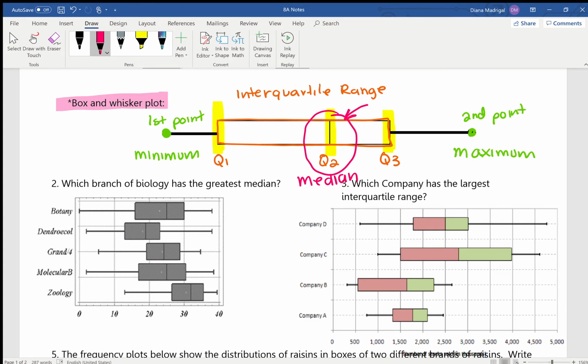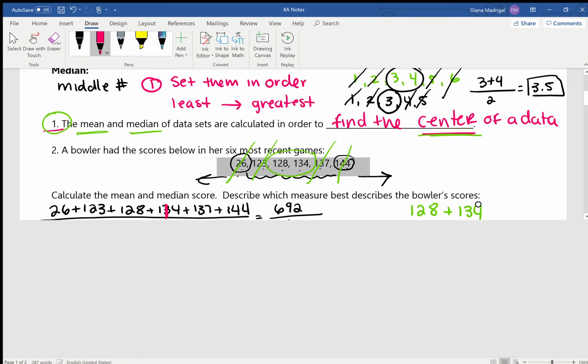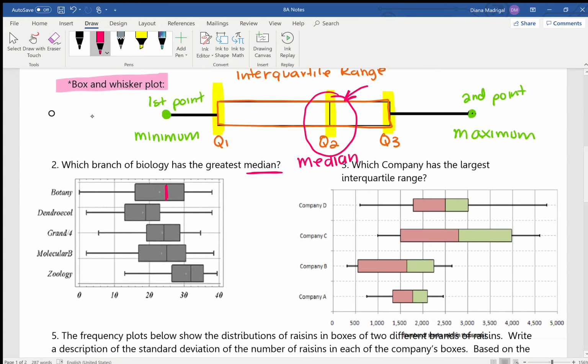All right, so number 2, it says, which branch of biology has the greatest median? Median is the line inside the box, so the middle one. This is the line in the middle for that box, and this one, and this one, and this one, and this one. Which one has the greatest median? I'm reading the numbers from the bottom, right? So I can see that this one's about 25, this one's about 19, this is about 24, 25, and this is about 31. Now that I know, I can answer my question, and I know that 31 is the greatest, so Sulagi is the one that has the greatest median.